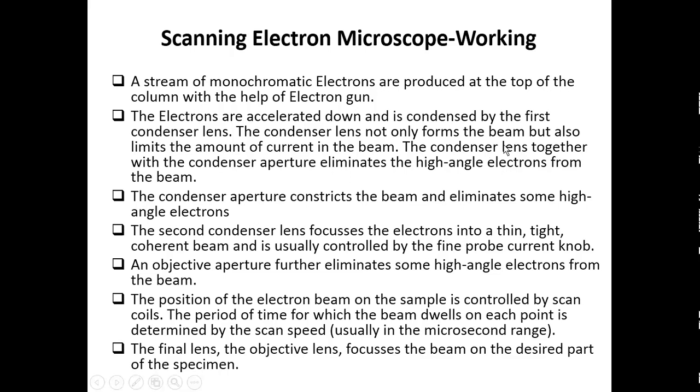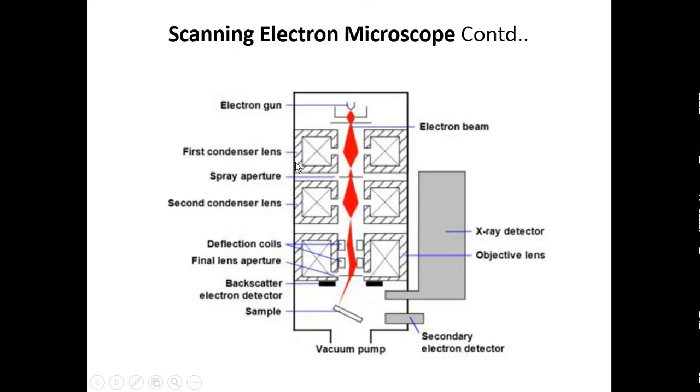The condenser lens together with the condenser aperture eliminates the high angle electrons from the beam. Whenever these electrons come out from the electron gun, there may be a chance of high angle beams being produced, isn't it? So that is made into a collimated beam like this with the help of the condenser lenses and the aperture. Okay.